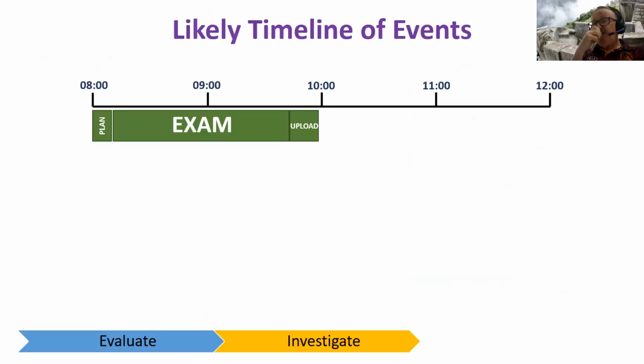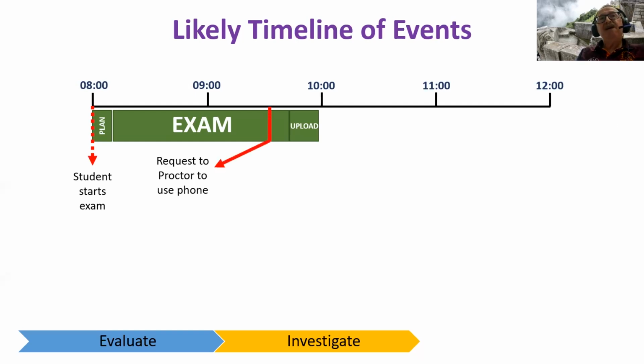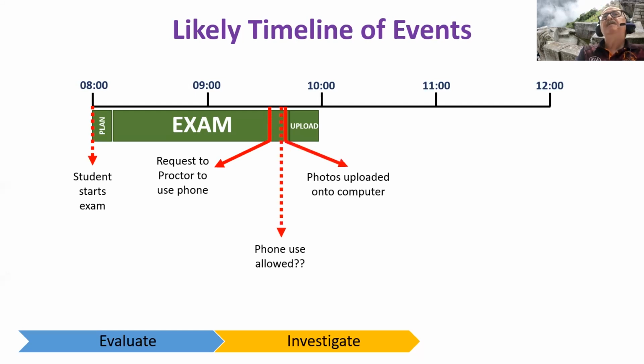So this is what we believe is happening in this case. So the exam, as you can see, there was a planning period, then the exam itself, and then a time for upload of the answers. We know the student started the exam at the correct time, and then towards the end of the exam, they asked the proctor to allow them to use their phone. And then somewhere very close to the end of the actual period of writing the exam, phone use was allowed for some reason. And the photos were uploaded onto a computer, but not uploaded onto the exam site. We can see this from the student's camera on their computer.